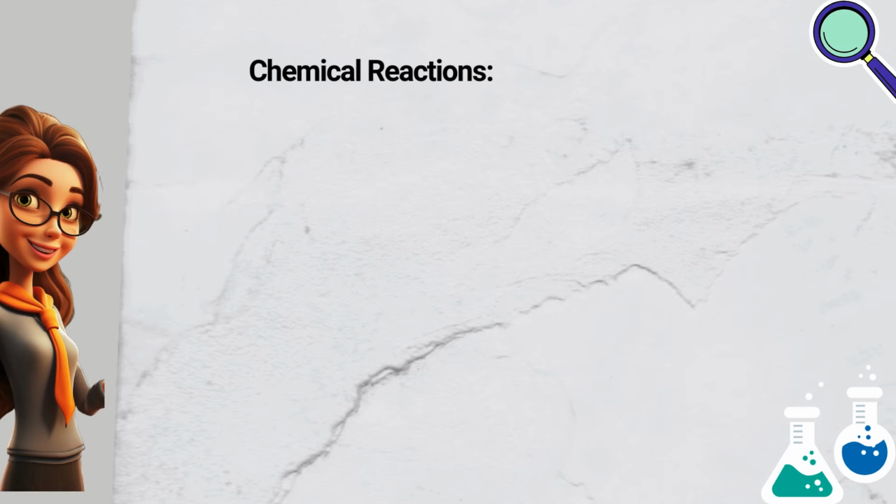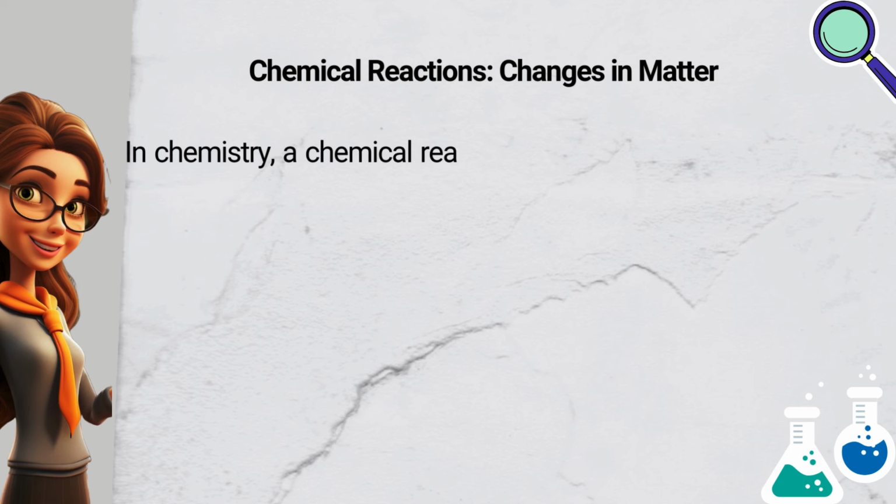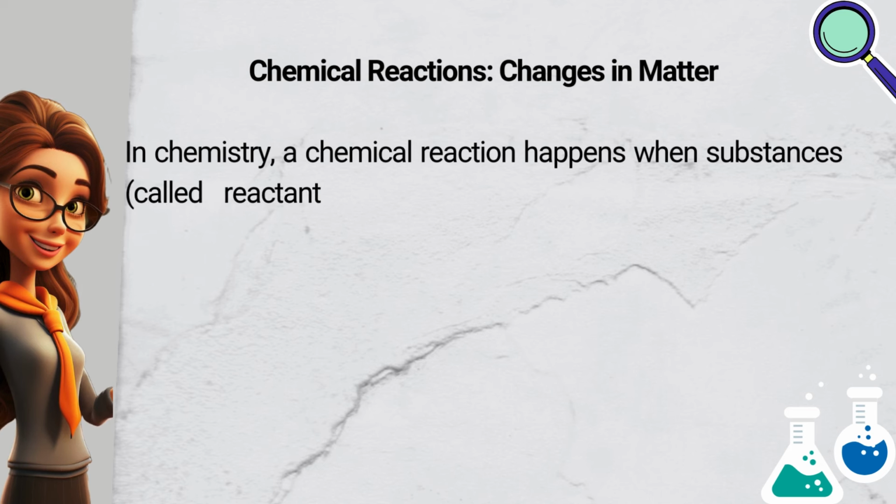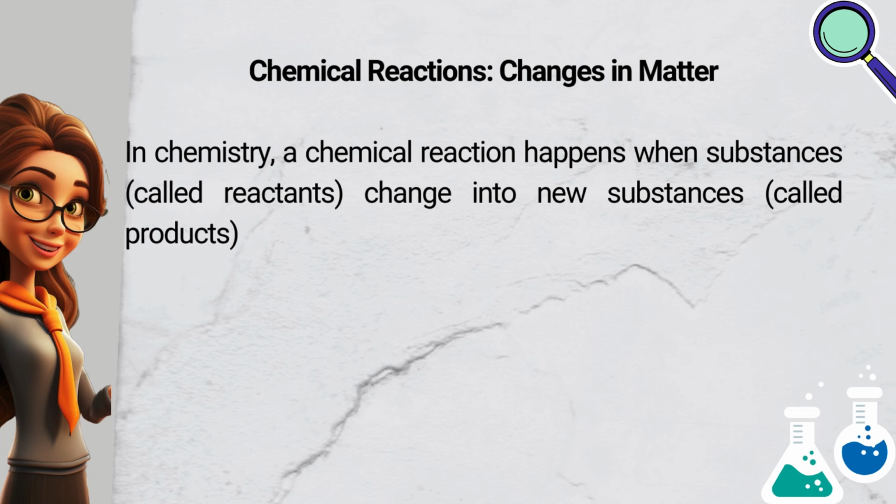Chemical reactions, changes in matter. In chemistry, a chemical reaction happens when substances, called reactants, change into new substances, called products.